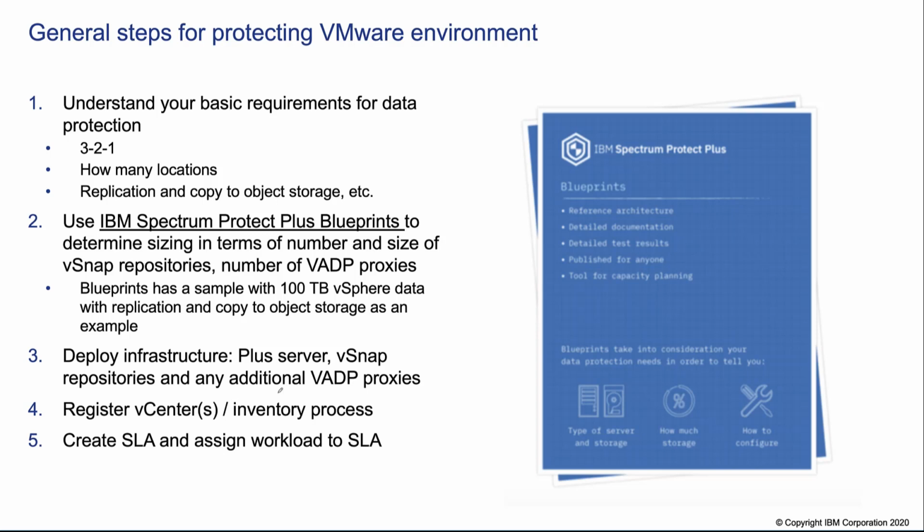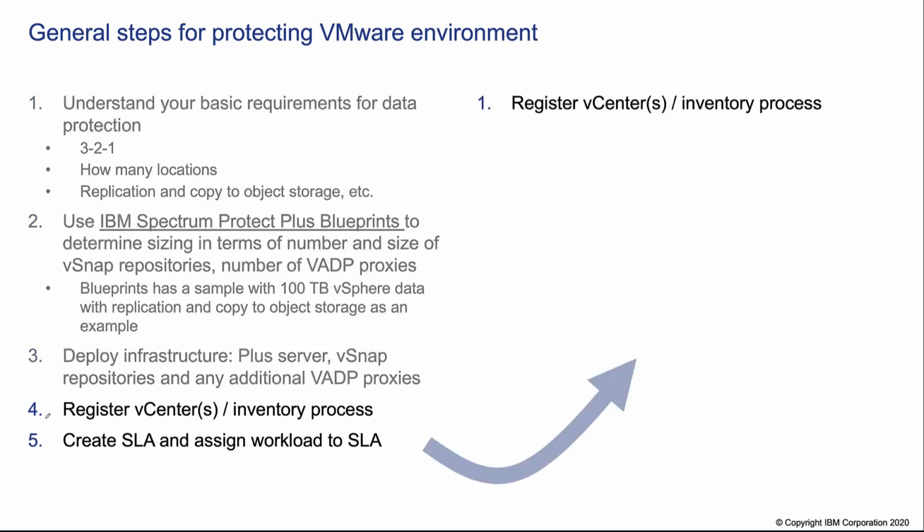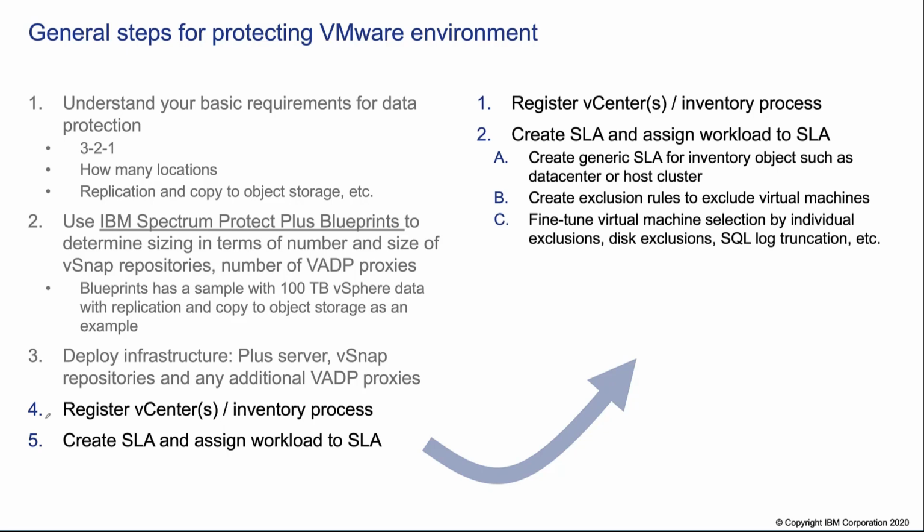And then you're going to have to go through steps to deploy the infrastructure, the Plus server, the vSnap server repositories, the additional VADP proxies. And then this is where we're going to get into the presentation. We're going to assume that you're going to take care of steps 1, 2, 3, but we're really going to concentrate on these bullets: registering the vCenter, processing, getting the inventory, and creating the SLA and assigning workloads to this SLA.